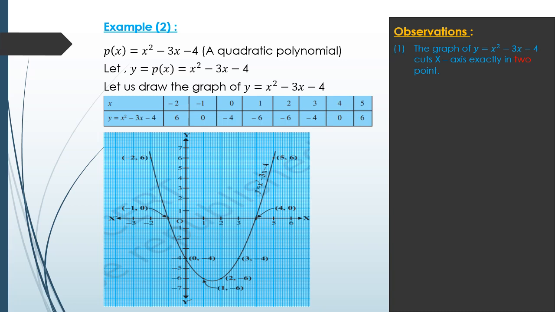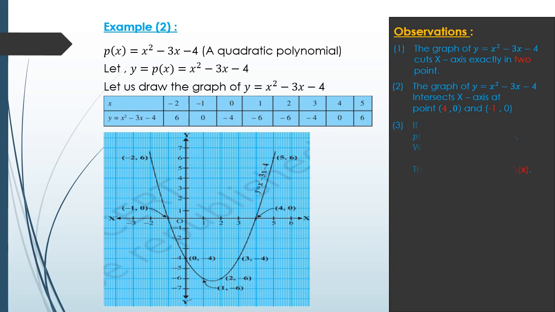Okay, remember this. Next one, the graph of y is equal to x square minus 3x minus 4 intersects the x-axis at points 4 comma 0 and minus 1 comma 0. So it is intersecting in 2 points, and these 2 points are 4 comma 0 and minus 1 comma 0. See, I have highlighted 4 and minus 1. Why? Because they are the x coordinates of the points of intersection of the graph with the x-axis.